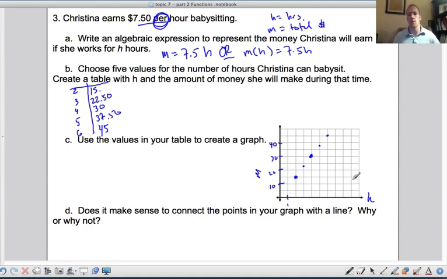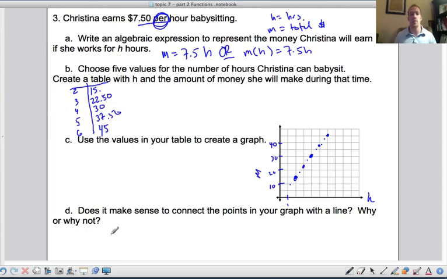Does it make sense to connect all the points in your graph with a line? Why or why not? Well, there's a couple legitimate answers here. You can almost say yes or no. Yes, it does make sense in the fact that she could work any amount of time and technically be owed any certain amount of money. Although chances are with babysitting, you're not going to get paid for working 3 hours, 27 minutes, and 14 seconds, right? They're going to round it to maybe the nearest half hour. So either you could round it to the nearest half hours and plot those points too, or you could just assume that you're babysitting for some nice people and they're going to always round up to the next hour and just keep these.